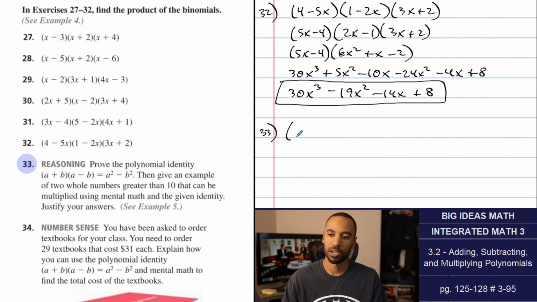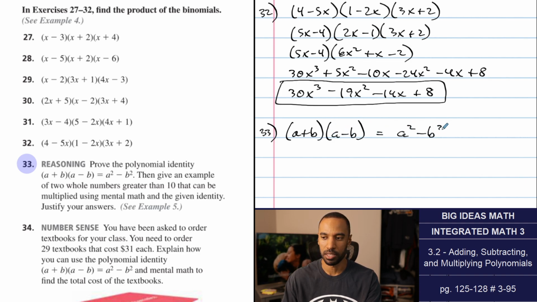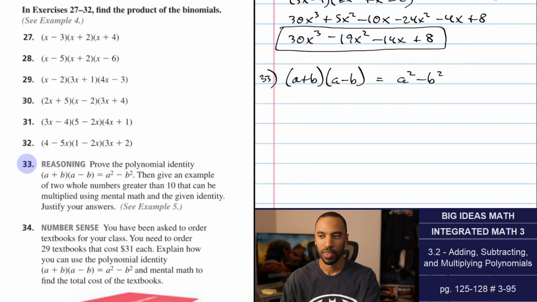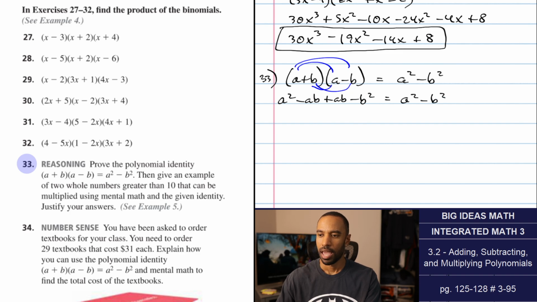Okay. A plus b times a minus b equals a squared minus b squared. Let's do it on this side where we FOIL. A times a is a squared. A times negative b is negative ab. B times a is positive ab. Remember, just write them alphabetically. And b times negative b is negative b squared. Negative ab plus ab is 0. Those cancel out. You are left with a squared minus b squared. So that proves it.